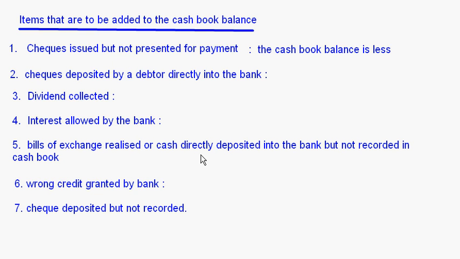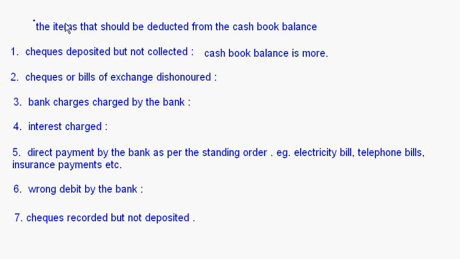So these are the items which normally we get in the questions, which basically decrease the cash book balance, right? Other items can also be there, so you have to analyze the effect of those items as to whether they are increasing or decreasing the cash book balance. The thing to remember here is that whatever items lead to a decrease in the cash book balance should be added to the cash book balance, right? Now, these are the items that should be deducted from the cash book balance.